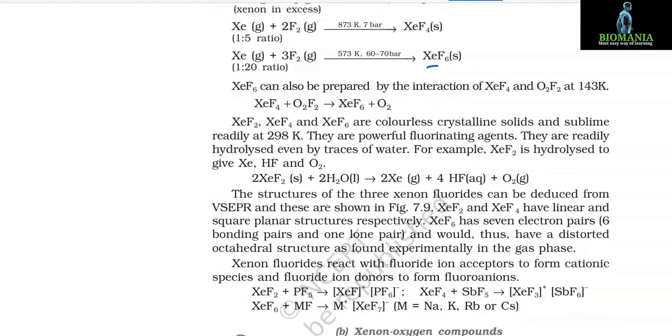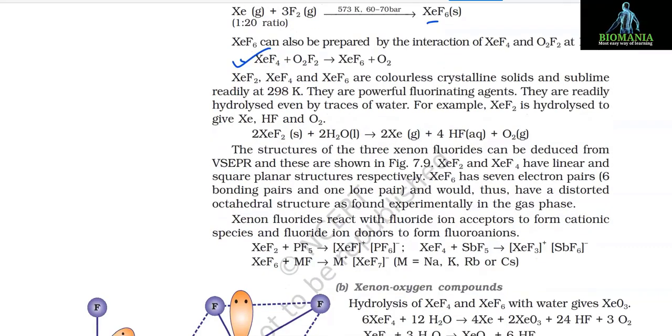XeF6 can also be prepared by the interaction of XeF4 and O2F2 at 143 K. Reaction is XeF4 plus O2F2 gives out XeF6 plus O2. XeF2, XeF4 and XeF6 are colorless crystalline solids and sublime readily at 298 K. They are powerful fluorinating agents. They are readily hydrolyzed even by traces of water.